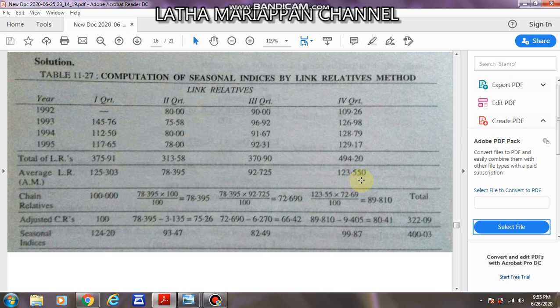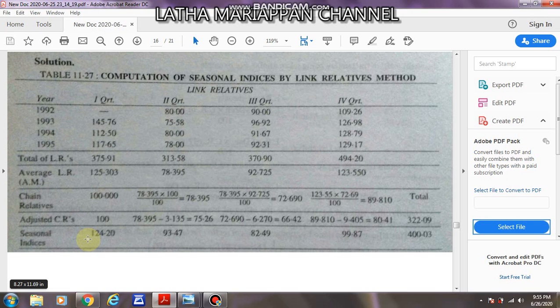So 123.550 into 72.690 divided by 100, you will get 69.810. Okay, so like this you have to find out link relative and chain relative. Then for the adjusted CR, how to find out the new second CR for first quarter? You have to take the link relative of first quarter into CR of last fourth quarter divided by 100.